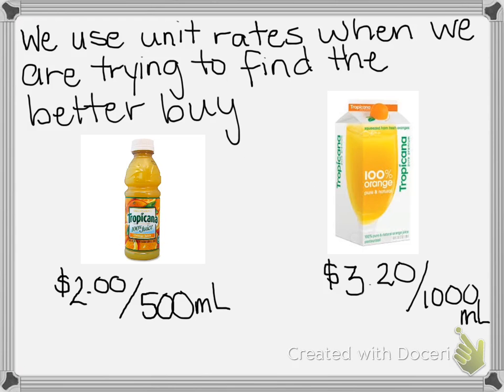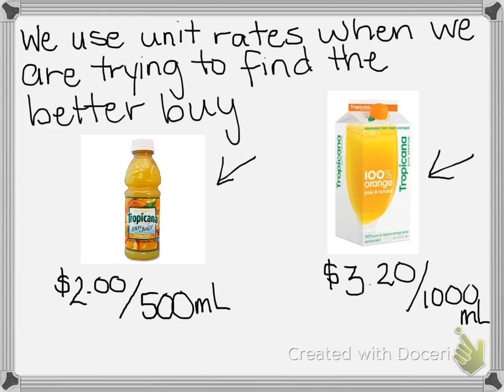We use unit rates when we are trying to find the better buy. So when we're trying to find out which one is the better deal. If we look at this bottle of orange juice, we see that it's $2 for 500 milliliters. But if we go to the very back of the grocery store, we could get a whole carton of orange juice for $3.20 for 1,000 milliliters.